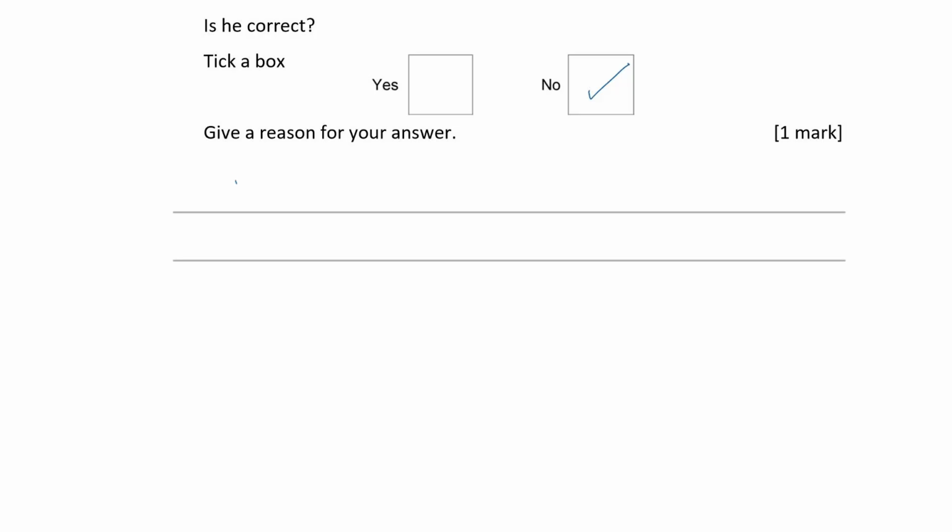So he is not correct. So it could also be a rotation. Center, what was the center point? 0, 2.5, of 180 degrees. Don't have to give a direction when it's 180, or like I say, it could be an enlargement as well, but 1 is enough.